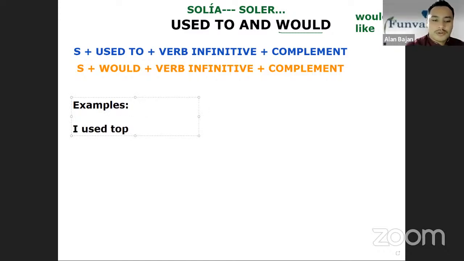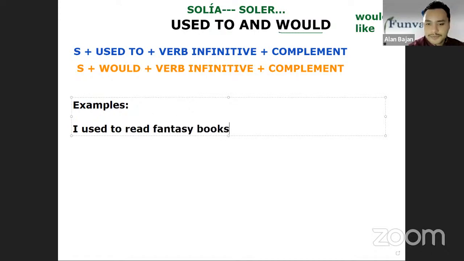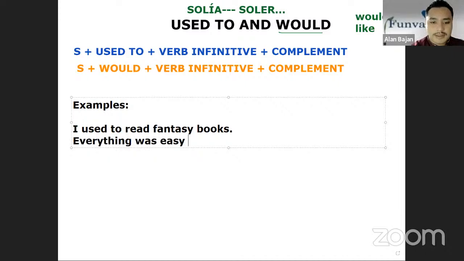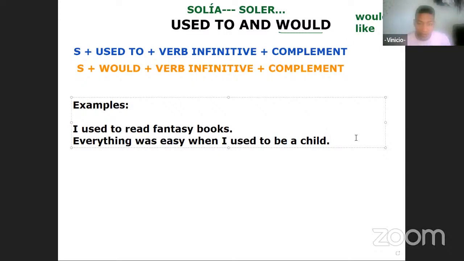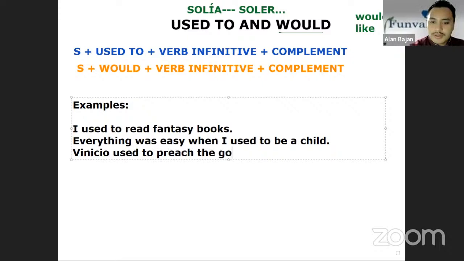I used to read fantasy books. I used to read fantasy books. Everything was easy when I used to be a child. Vinicio used to preach the gospel in the mission.